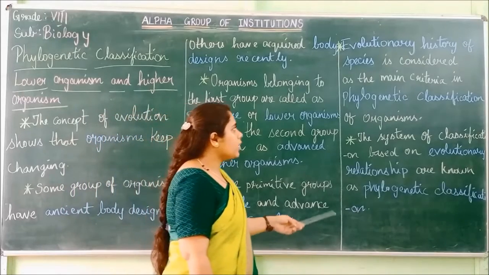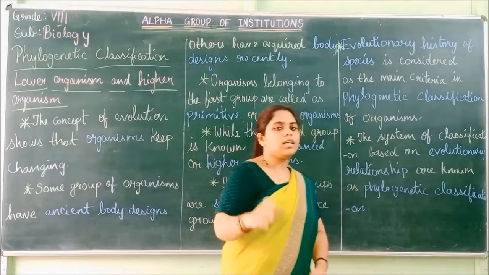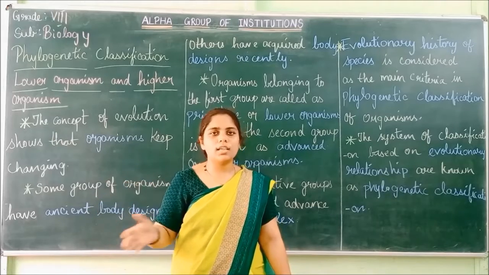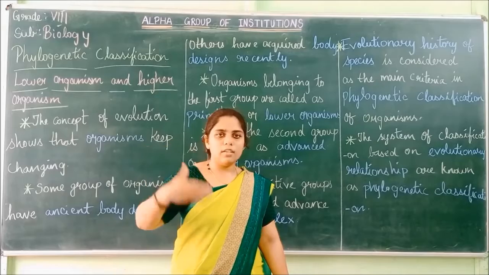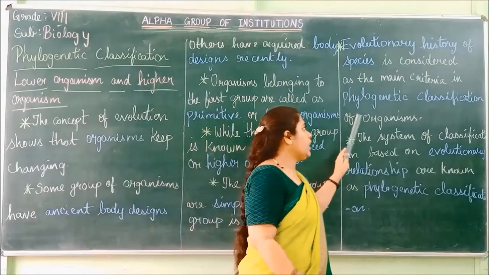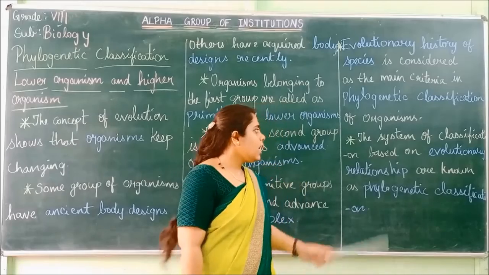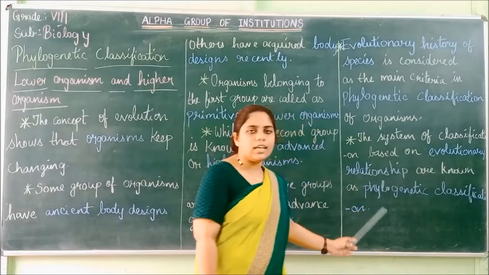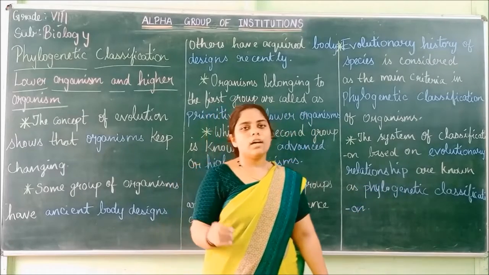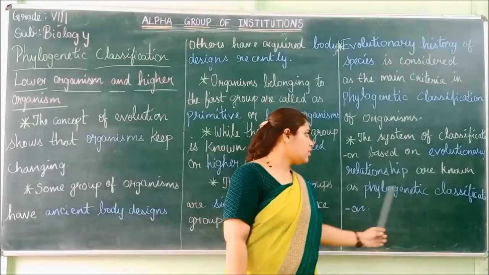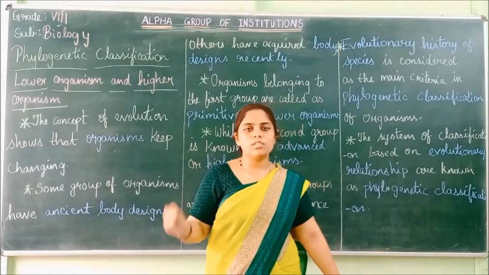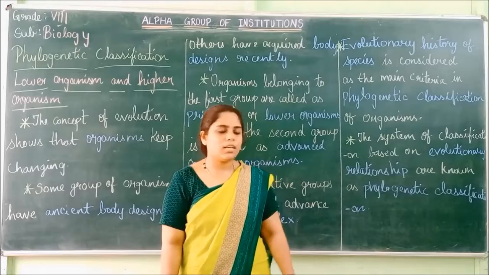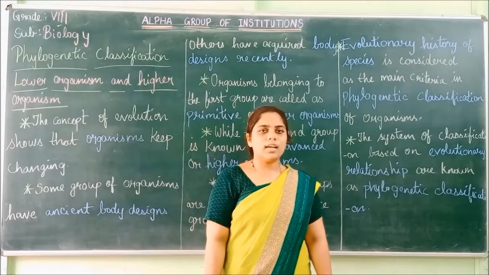And the next is, based on the evolutionary history of species, how the organism has come to earth, what changes have taken place in all these years. That evolutionary history is taken, and based on that only phylogenetic classification is made. The system of classification that is based on evolutionary relationship is known as phylogenetic classification. So they are taking the evolutionary history and relationship, and based on that only phylogenetic classification is made. So this is all about phylogenetic classification.